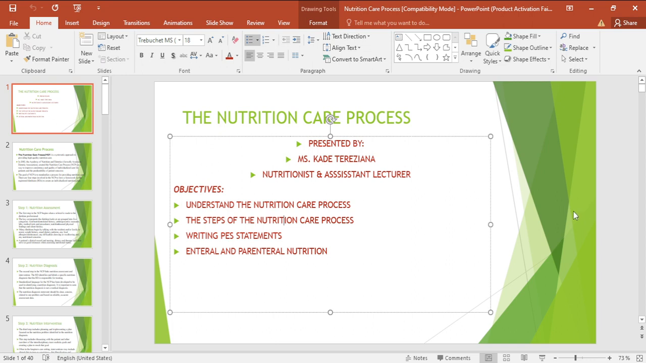Today we are going to look at the concept of the nutrition care process, and this is our second class in the principles of diet therapy, or diet therapy 1. And I would like us today to understand the nutrition care process, the steps of the nutrition care process, how to write PES statements, and enteral and parenteral nutrition.